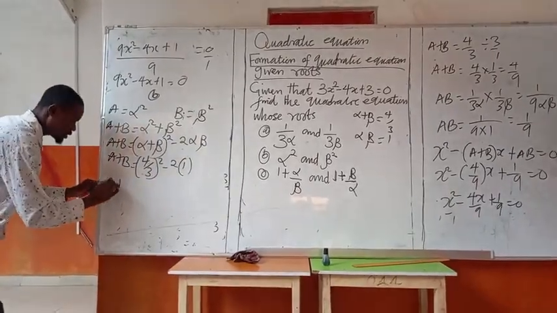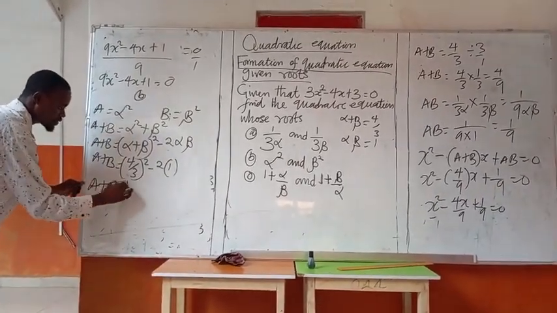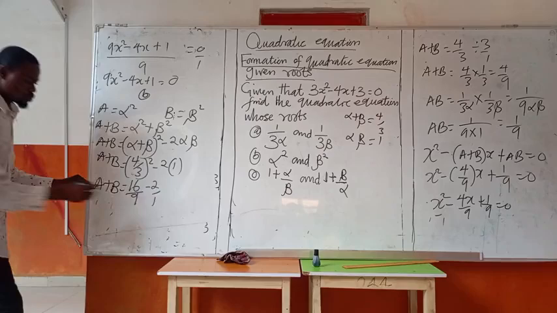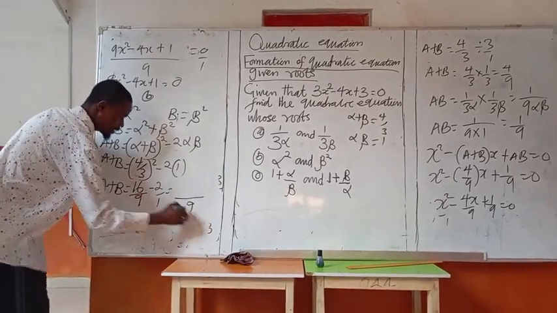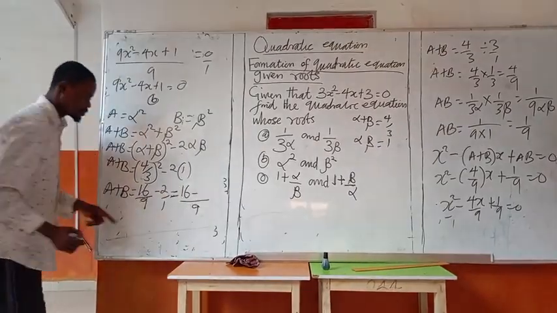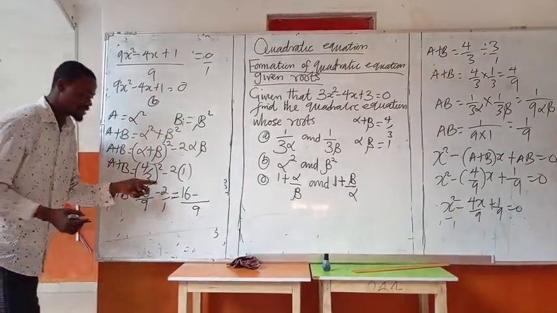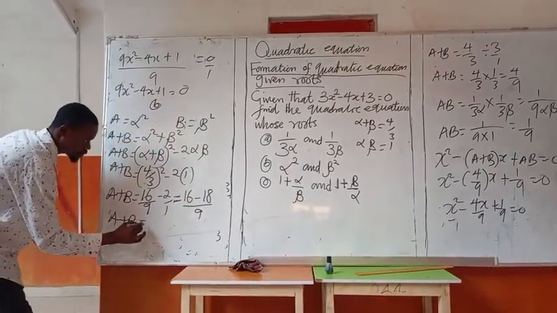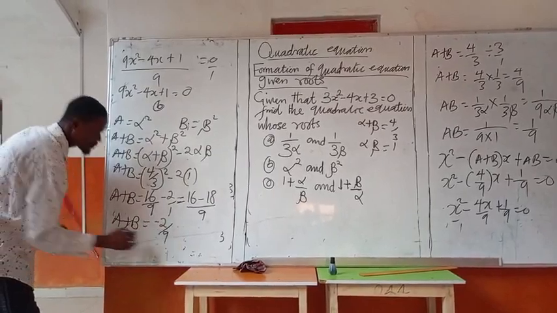So a plus b is equal to 4 times 4 is 16, 3 times 3 is 9, minus 2 over 1. So we find the LCM. LCM is now 9. 9 divided by 9 is 1. 1 times 16 is 16, minus 9 divided by 1 is 9. 9 times 2 is what? 18. A plus b is equal to what? Minus 2 all over 9.